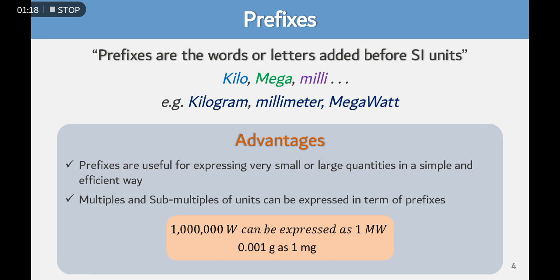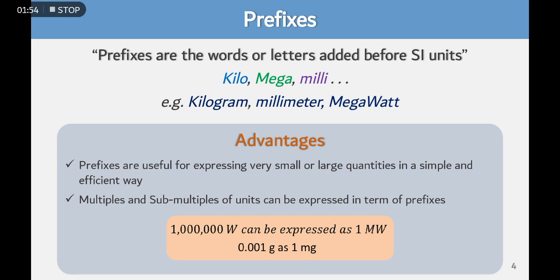Prefixes are useful for expressing very small or large quantities in a simple and efficient way. Multiples and submultiples of units can be expressed in terms of prefixes. Consider an example below in which we have 6 zeros watt and we are interested to express it in terms of prefixes. We can write it as 10 raised to the power 6 watt, and 10 raised to the power 6 is equal to 1 mega. So in terms of prefixes, we can write it as 1 megawatt.